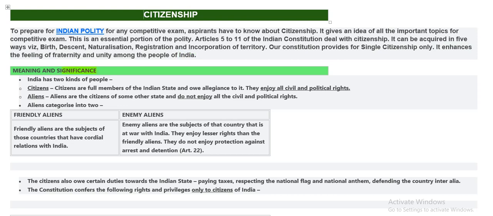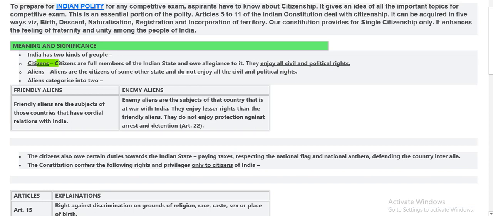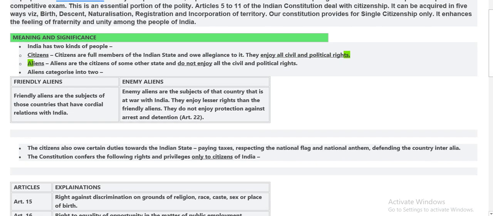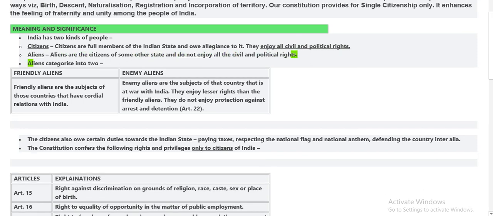Meaning and significance. India has 2 kinds of people. Citizens: citizens are full members of the Indian state and owe allegiance to it. They enjoy all civil and political rights. Aliens: aliens are the citizens of some other state and do not enjoy all the civil and political rights.